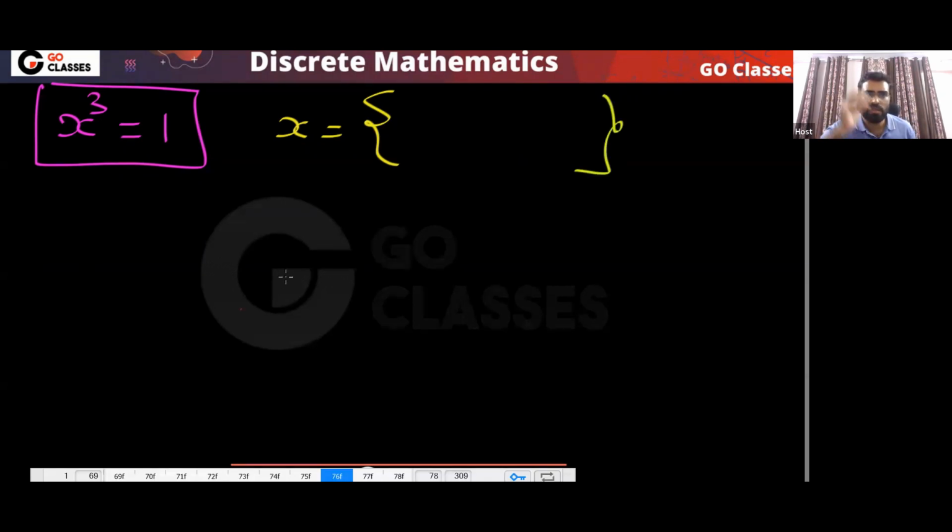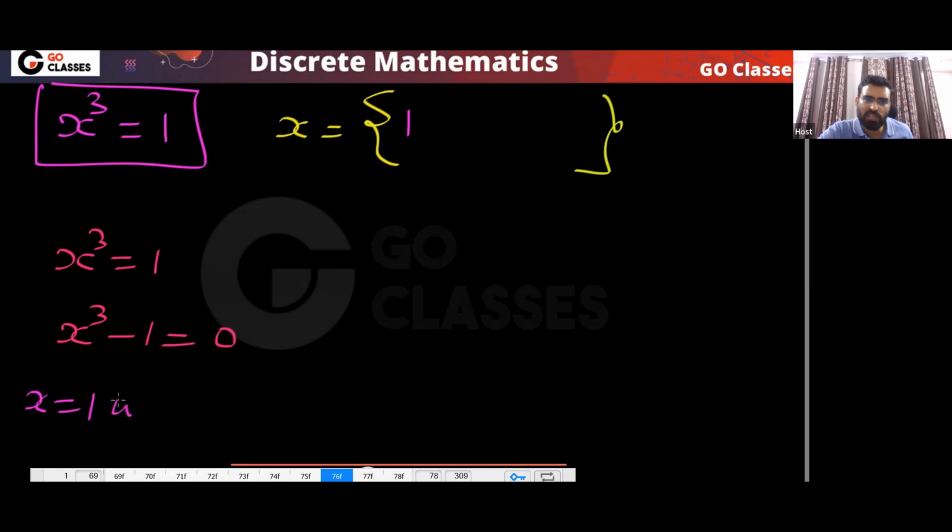Let's see what these solutions are. Let's solve this. This is your equation, x cube equal to 1. What does it mean? It means x cube minus 1 equal to 0. One solution is 1, right? I can say x equal to 1 is a solution.